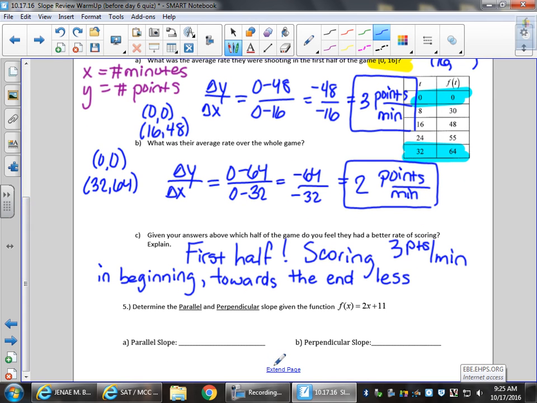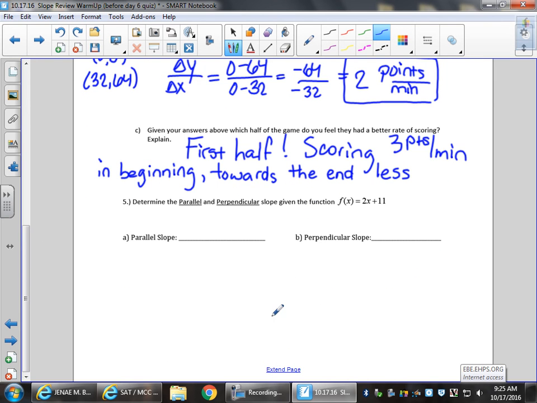Okay, last but not least, parallel, perpendicular. So now I'm given a function. What's the slope of a line parallel to this one? Good job. Exact same. No work needed other than correctly identifying 2. Perpendicular, there's 2 pieces. We need opposite and reciprocal. Jeffrey? Good job.